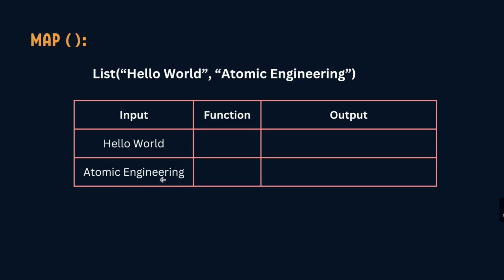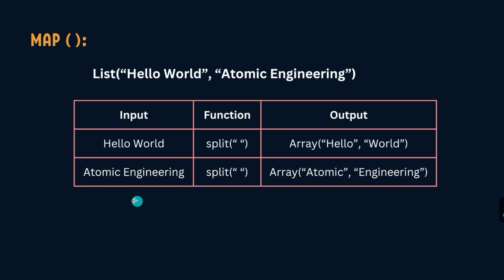And let's do a split of this sentence into words. So we are going to apply the split function based on space. So whenever it encounters a space in the sentence, it will split that into words. So the split function will basically split this input and convert it into words, and the words are put inside an array. And the same way "atomic engineering" will also be split into words wherever it finds a space, and it's converted into an array.